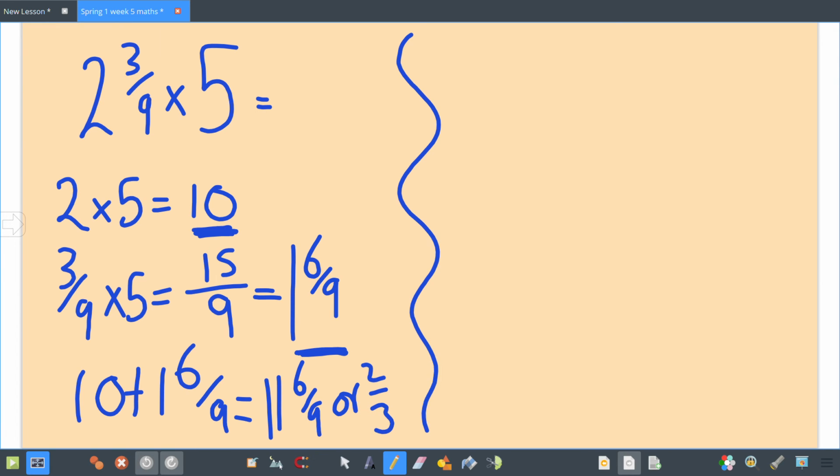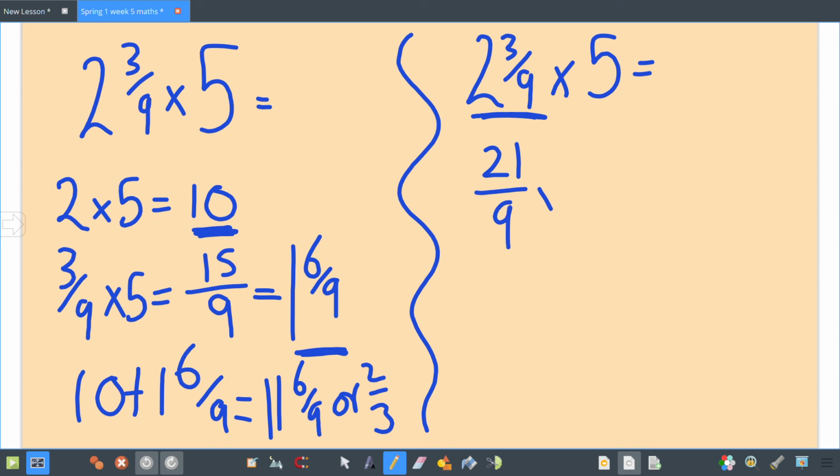Let me show you that the improper way. So 2 3/9 multiplied by 5. So convert this mixed number into an improper fraction. So 2 times 9 is 18. Add on your 3, so it'll be 21/9 multiplied by 5. So now you need to do 21 multiplied by 5. Okay? So you've worked that out, you have 105/9.